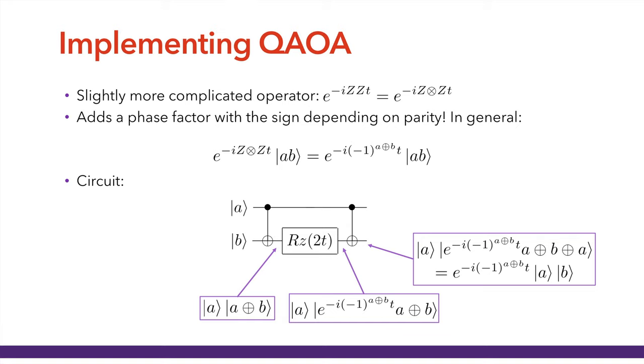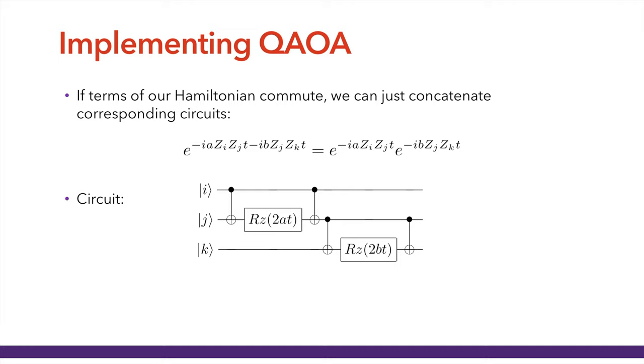Now, we have more than one ZZ term in there, but since Pauli Z operators commute, we can just concatenate the corresponding circuits. So exponent of minus i A Z_i Z_j t minus i B Z_j Z_k t is just equal to the product of exponent of minus i A Z_i Z_j t and exponent of minus i B Z_i Z_j Z_k t. Because they commute, we can simulate them independently and combine the circuits.